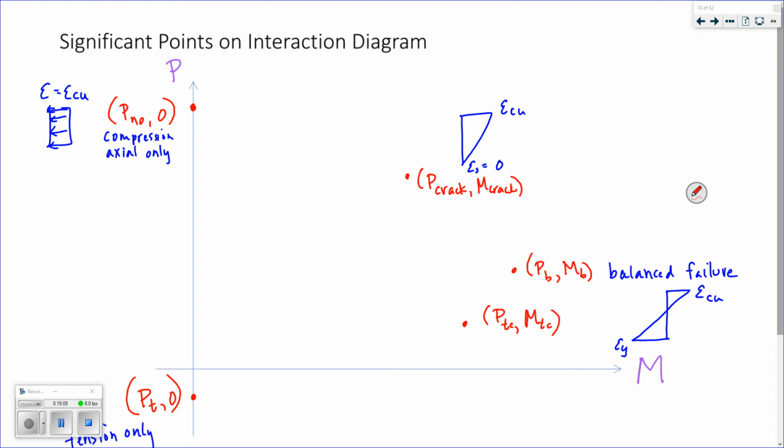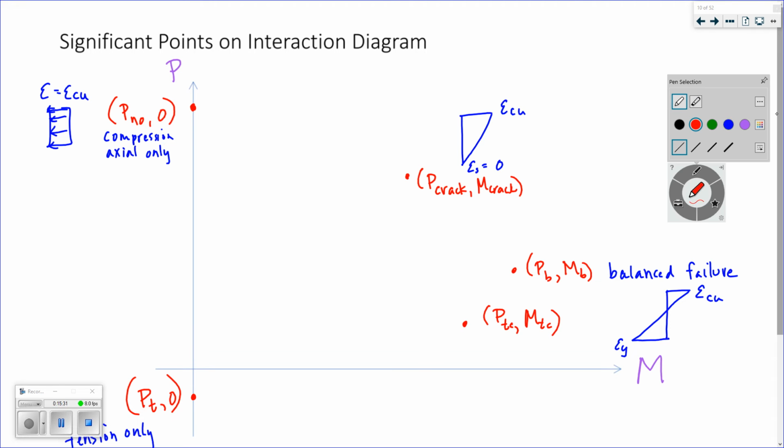If you recall, there's also a point at which you become tension controlled in your phi. The transition: if you're below yield in your strain, you're compression controlled. If you're above yield plus 0.003, you're tension controlled. In between is the transition. It's talking about your phi factor. So this is my, oopsies, I should have written onset of cracking up here. I knew there was something else I should have written.